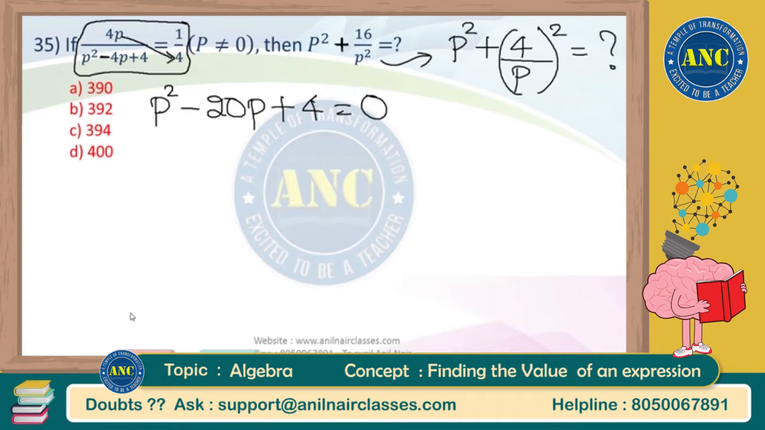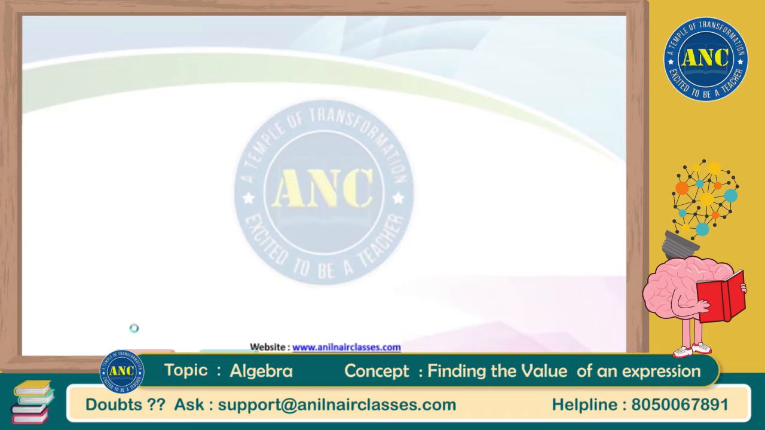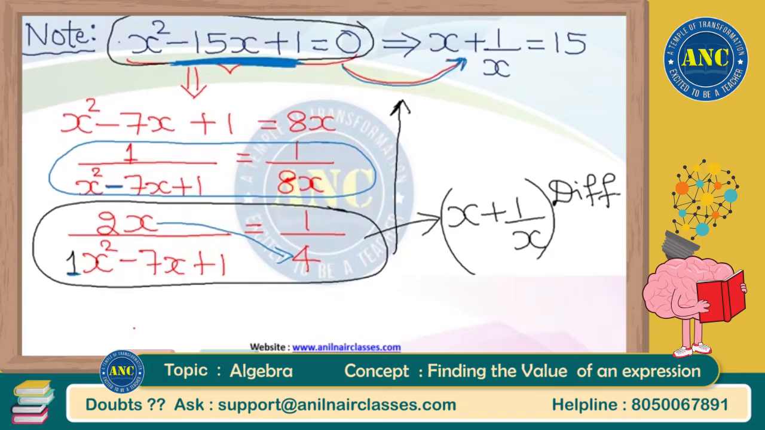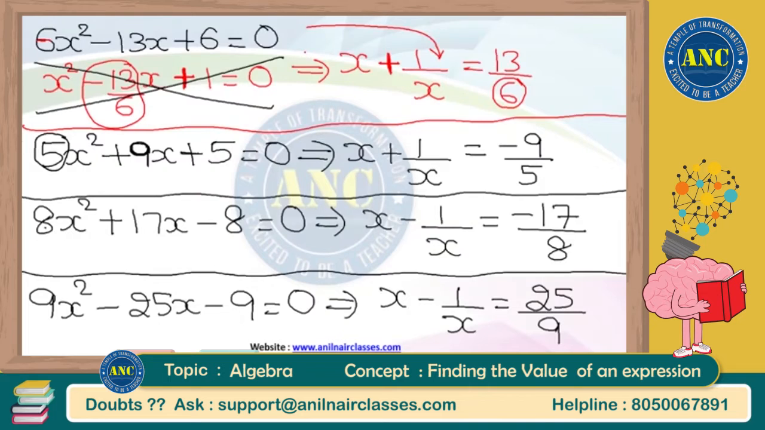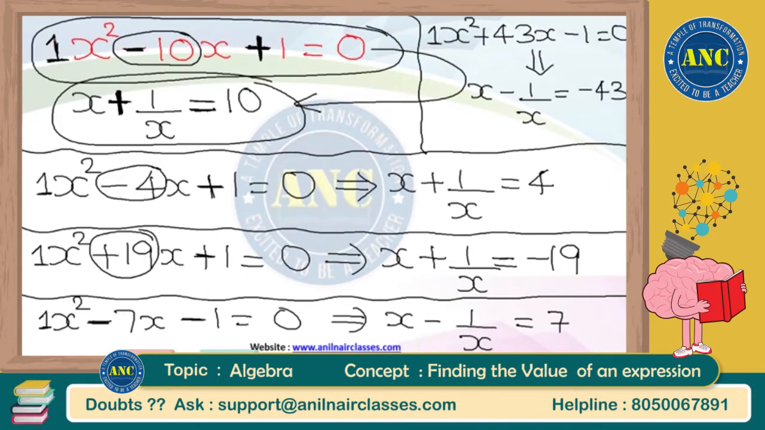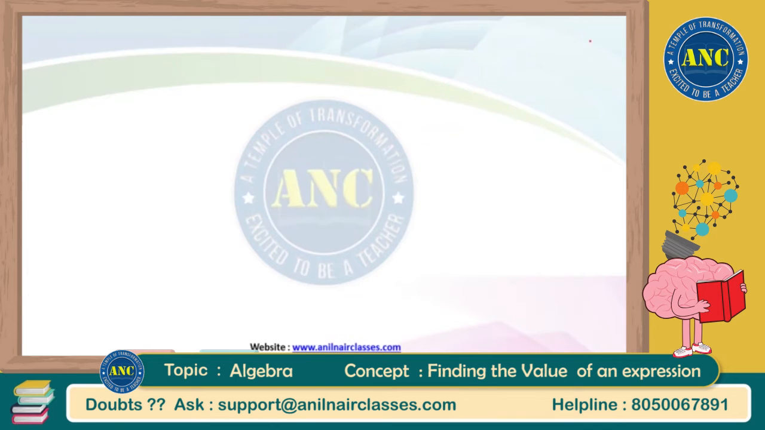Now think logically. In all the quadratic equations I wrote and explained, whenever the coefficient of x square is 1, my constant also I took as 1, right? If you observe, coefficient of x square is 1, constant is also 1. Here also constant is 1, here also constant is 1, here also constant is 1. What if the constant is not 1?